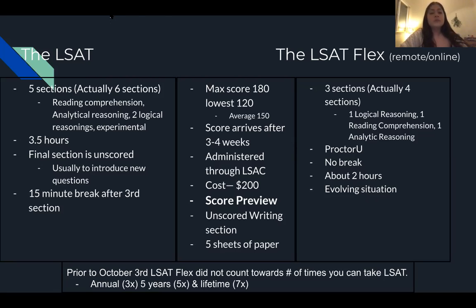But with both of them, the max score is 180, lowest score is 120. The usual average is 150, but that's definitely something to look into with the law schools you're looking into and what their requirements are score-wise. Your scores arrive after 3 to 4 weeks. It's administered through the LSAC, which is the account you will be registering to. I'll tell you that later. The cost is usually $200, so definitely save up, look into waivers.